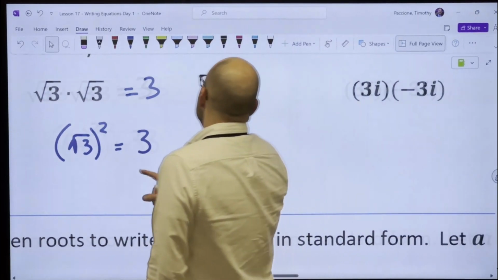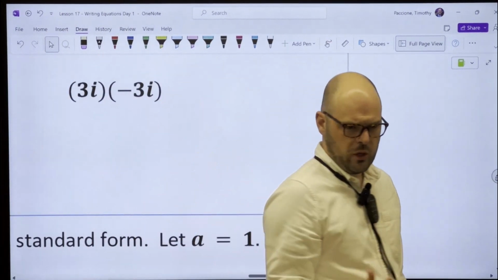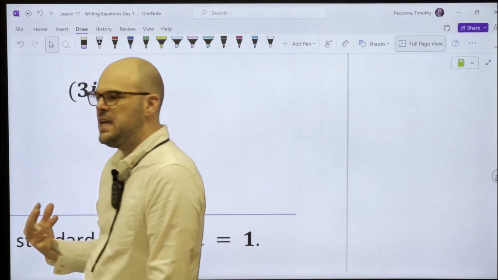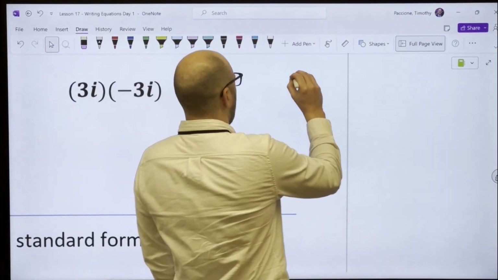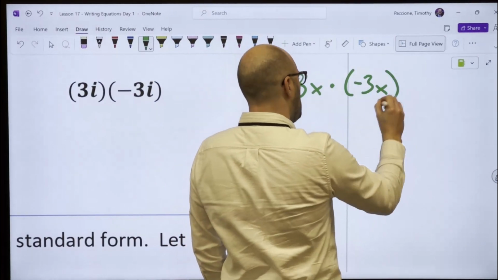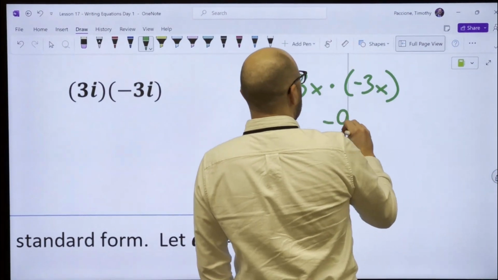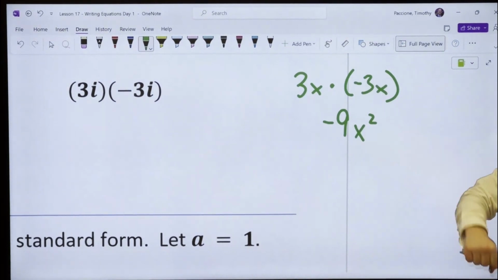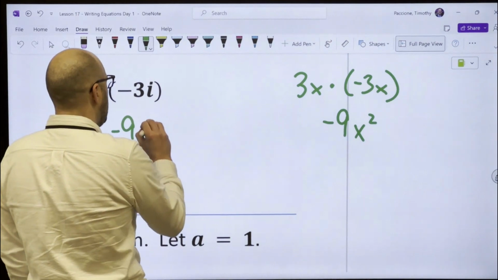Okay. And this one seems to trip people up because they think of i as its own thing, but it's just a variable like anything else. It stands in for something else, right? If this said 3x times negative 3x, what would we say that is? Negative 9x squared, right? Well, it doesn't say x, it says i. So same thing, negative 9i squared.